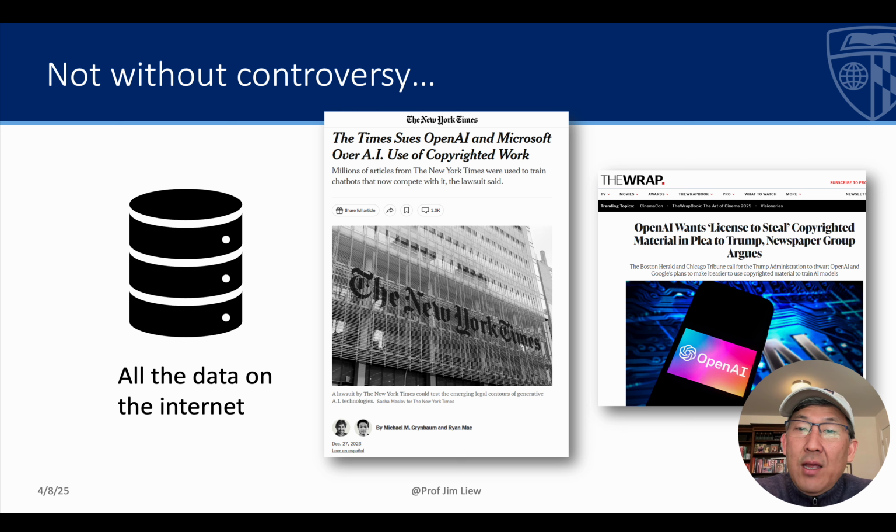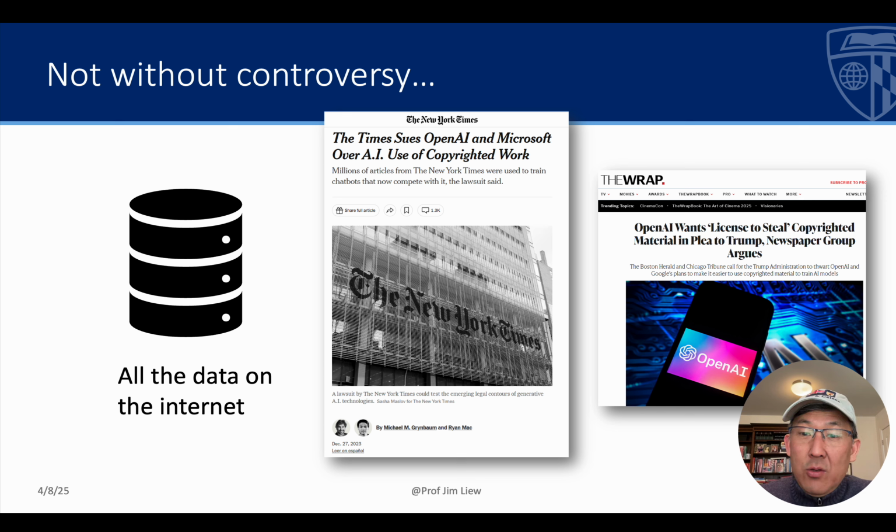Recently we're seeing this: OpenAI wants a license to use copyrighted materials, in a plea to President Trump. In order for the U.S. to stay ahead in the AI race, they make an argument that says, hey, you've got to leave us alone so we can push this research forward and so forth. So we'll see how it all plays out.